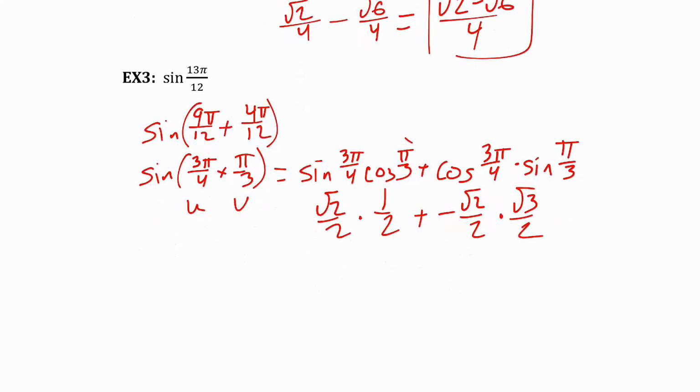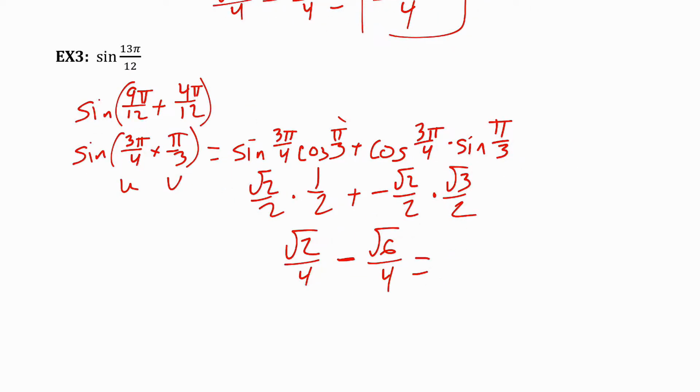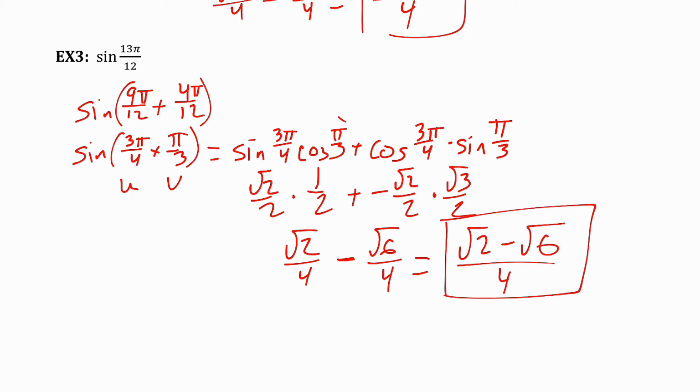Cleaning this up a little bit, root 2 over 2 times 1 over 2. We've done that one before. That ends up being root 2 over 4. On the next one, it's plus, and it's going to have a negative in it, so I'm just going to switch it to minus. We got minus root 2 times root 3 is root 6, and our denominator is 4. Folks, we end up with the same answer as we did last time. Coincidence? Kinda, but not really. So the sine of 13 pi over 12 simplifies all the way down to root 2 minus root 6, all that divided by 4.